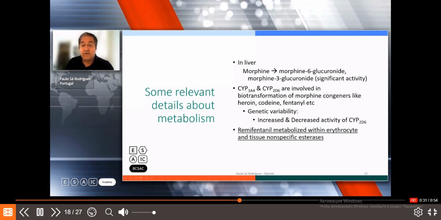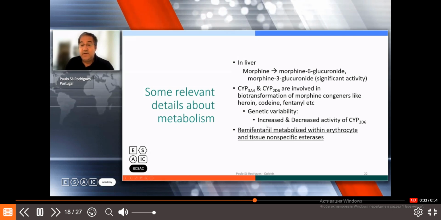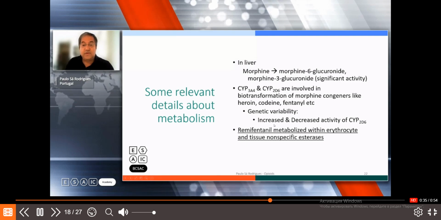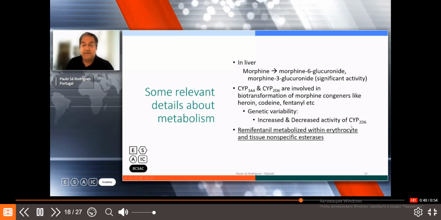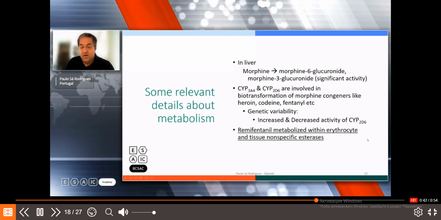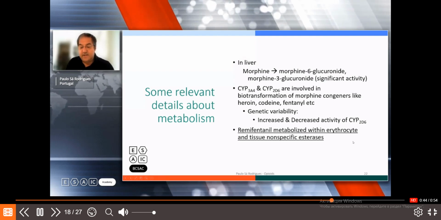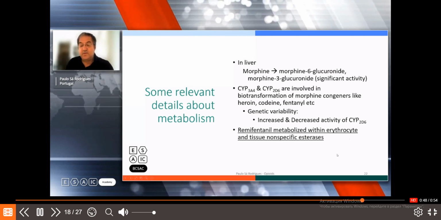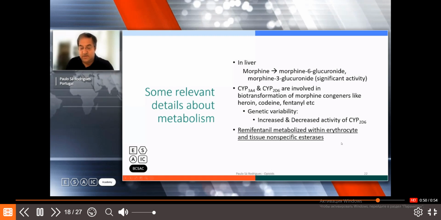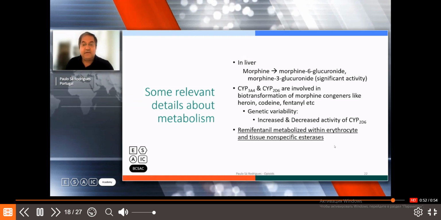There's a high genetic variability, and so we may have to be cautious because there may be increased or decreased activity of the cytochrome. On the contrary, remifentanil is metabolized within erythrocytes and by tissue non-specific esterase, and so it is not dependent on liver function.